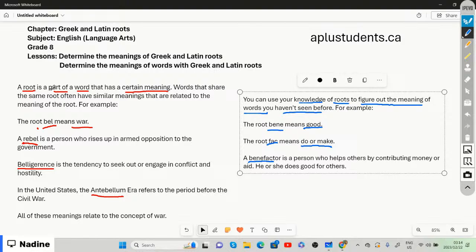All right, so we see that a root is a part of a word that has a certain meaning, and the words that share the same root often have similar meanings that are related to the meanings of the roots. And then we made a few examples. We made an example of bell, and we also made an example of bena as well as fac.